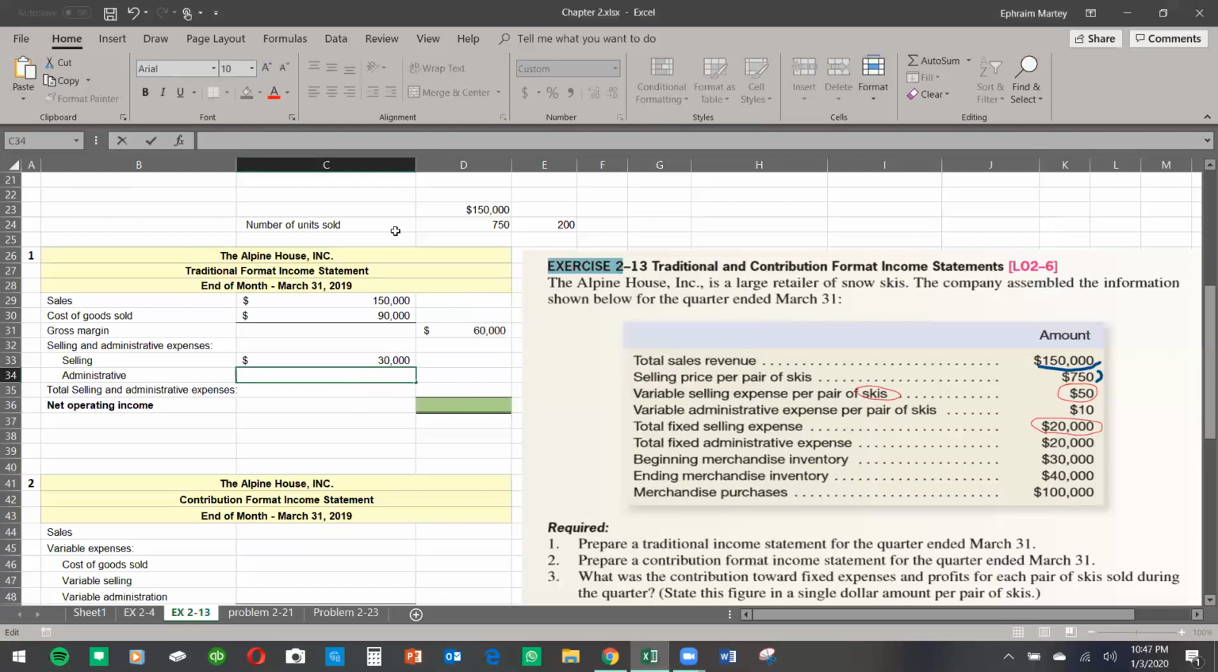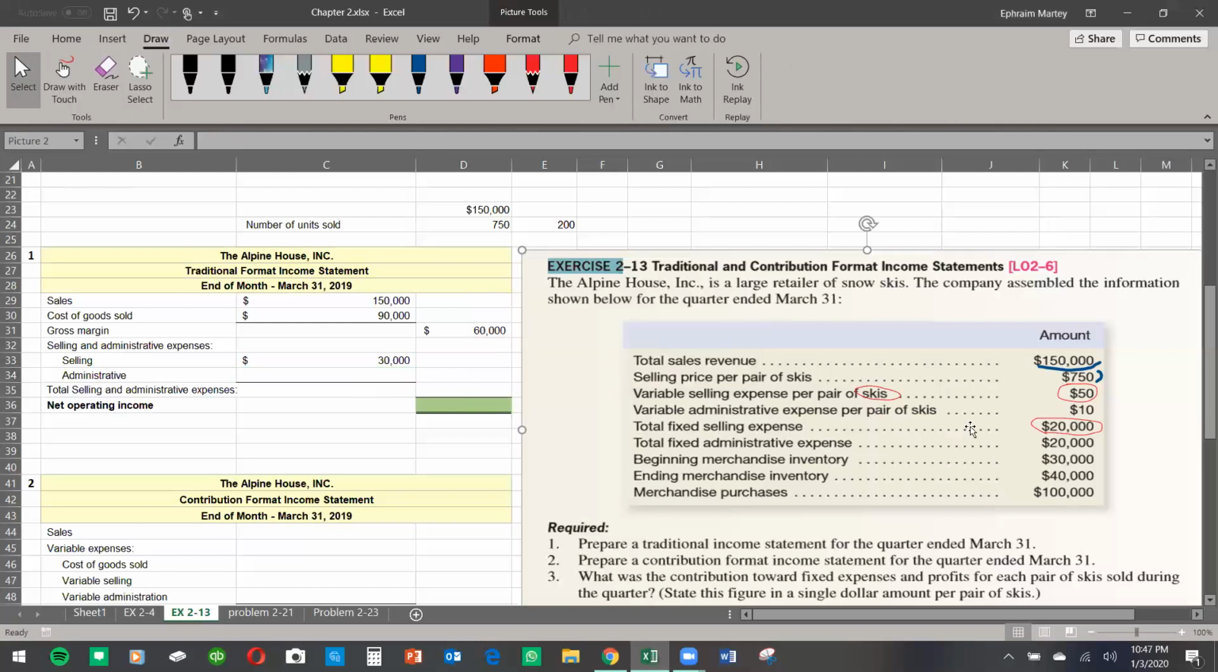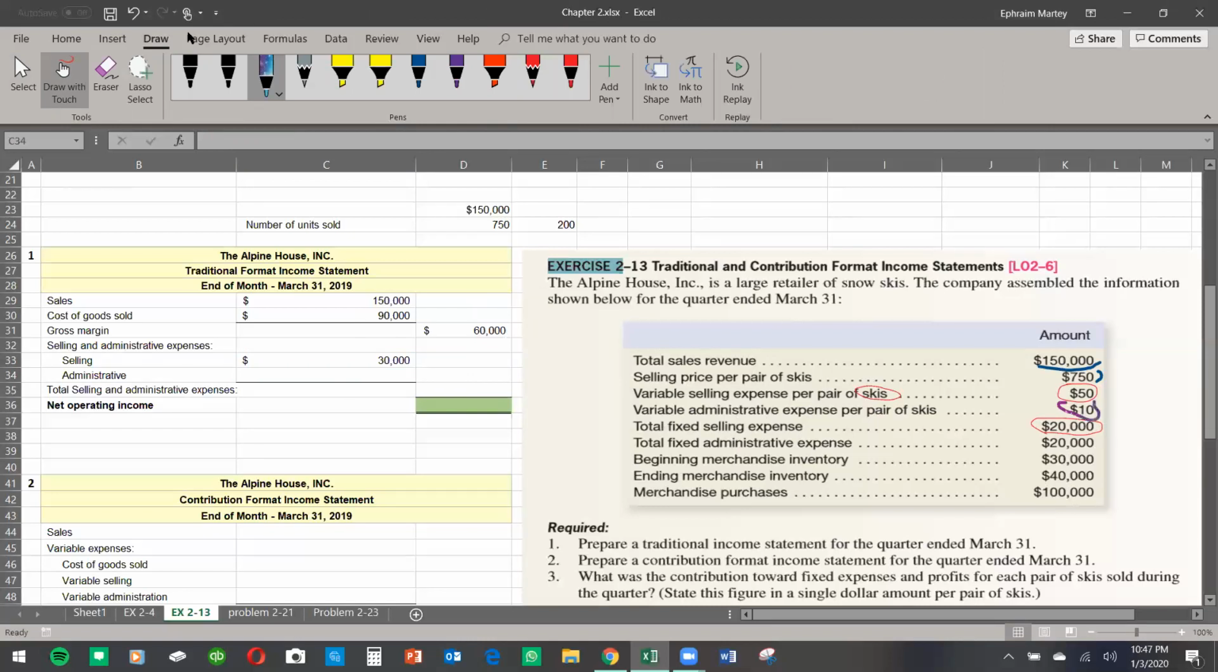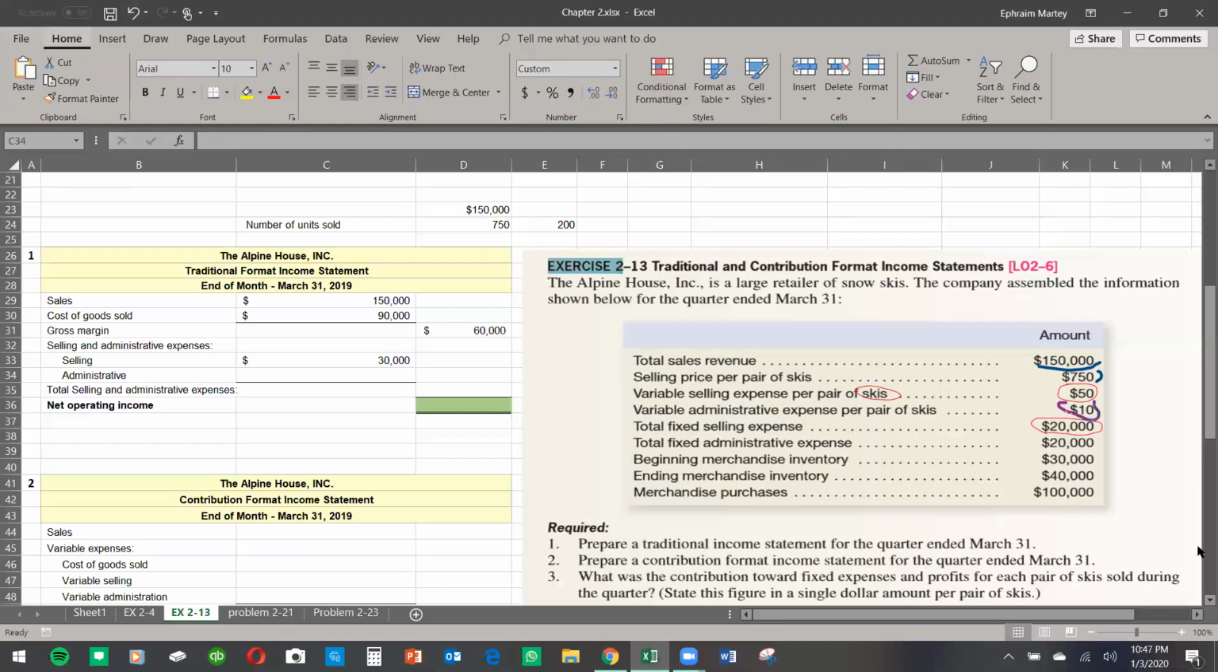Okay, let me go back. We'll do the same for administrative expense. With administrative expenses, variable administrative expense has $10 here. We will multiply that by the number of units sold, which is 200. So let's take this $10 times 200, plus the fixed administrative expense, which is $20,000.